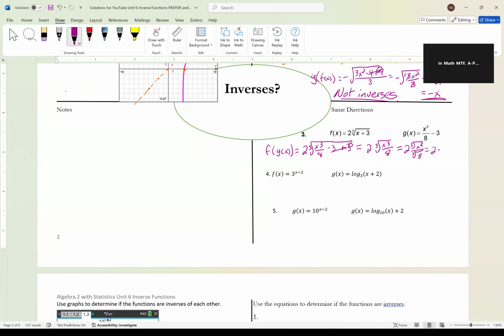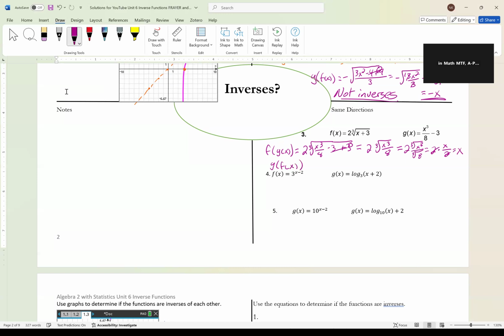And so I'm left with 2 times the cube root of x cubed is x, divided by the cube root of 8, which is 2, right? The idea that 2 cubed is 8. So the cube root of 8 is 2. And so looking like they're inverses right now. Wow, that was terrible English. It is looking like those are inverses right now.